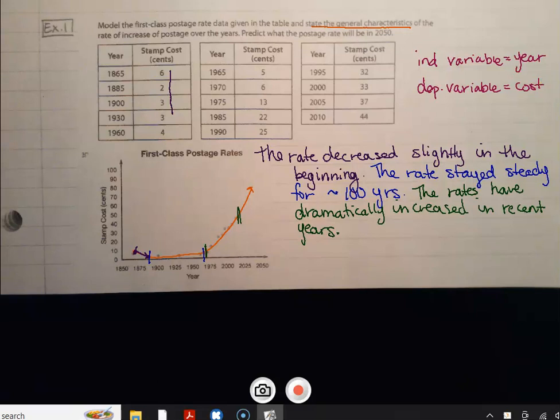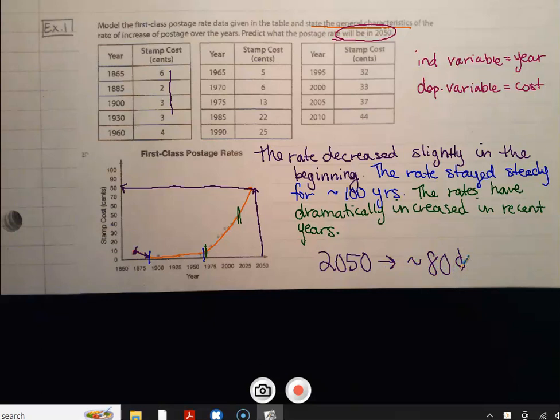How about this last question? It says predict what the postage rate will be in 2050. Well, if we, again, go down here to 2050 and we trace that up, it's about there, and bring that over. Okay, so in 2050, it'll be approximately 80 cents if it continues to go at the rate at which it's going, which isn't guaranteed, but we're making a prediction based on the current data.